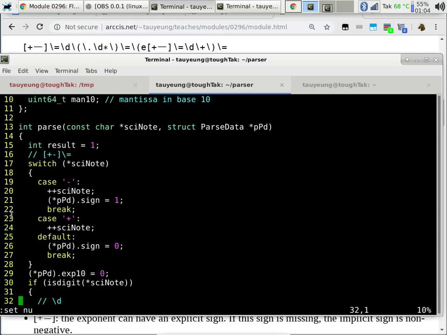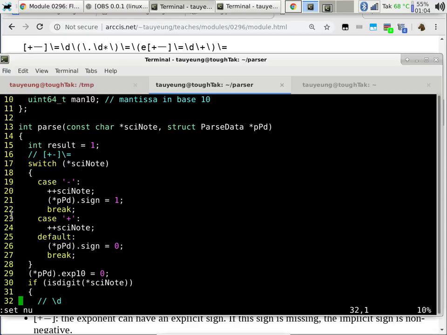This is the only time that I would actually use a break statement, because otherwise there's no easy way to get out of a switch statement. The second one is a plus symbol. If I see the plus symbol, I will also say, okay, I recognize this symbol. It can be a part of a scientific notation at this point. So I increment the pointer, so I'll be ready to process the next character.